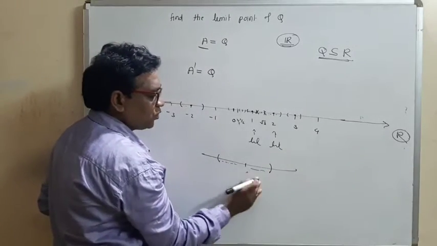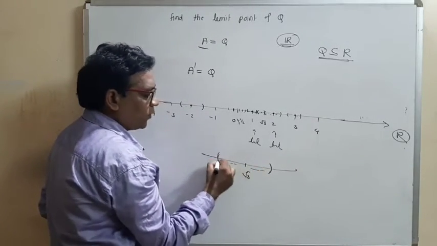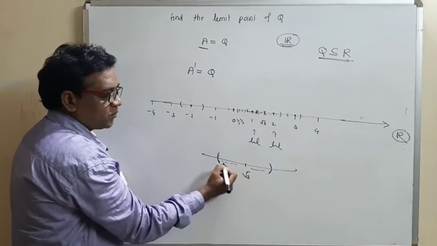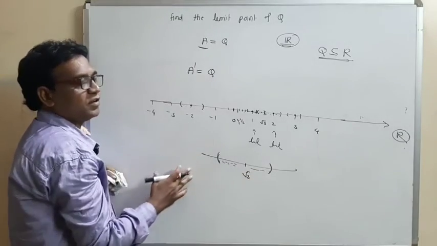If you consider root 3, then this is again the open sphere for root 3. This open sphere contains infinitely many rational numbers.